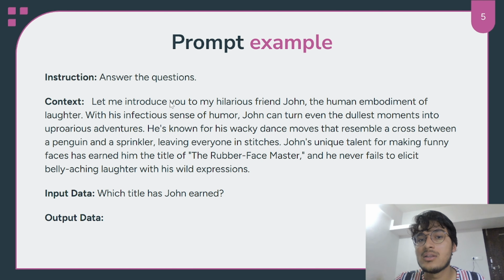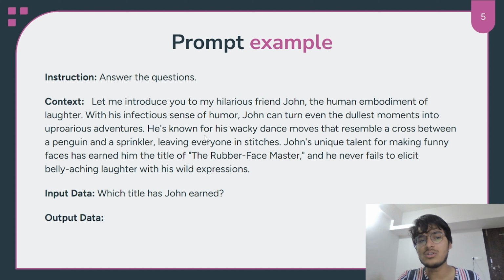So the first section of a prompt should be the instruction, like what we want from this prompt, what the aim of this prompt is, like answer these questions. It's a very naive prompt, and you can optimize this instruction in a better manner. Then we have to give context.